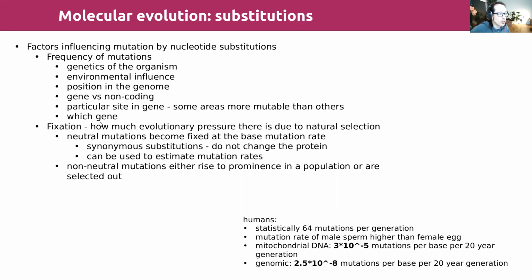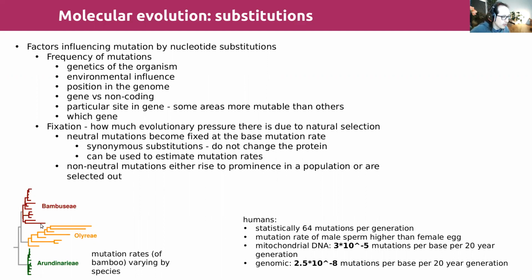Also, which gene? Not all proteins are as critical for preserving life or promoting proliferation. Fixation: how much evolutionary pressure there is due to natural selection. So there are neutral mutations that become fixed at a base mutation rate. You have things like synonymous substitutions that don't change the protein, and these end up getting used to estimate mutation rates. Then you have non-neutral mutations, and these tend to either rise to prominence in a population, like we have over here, or are quickly snuffed out.